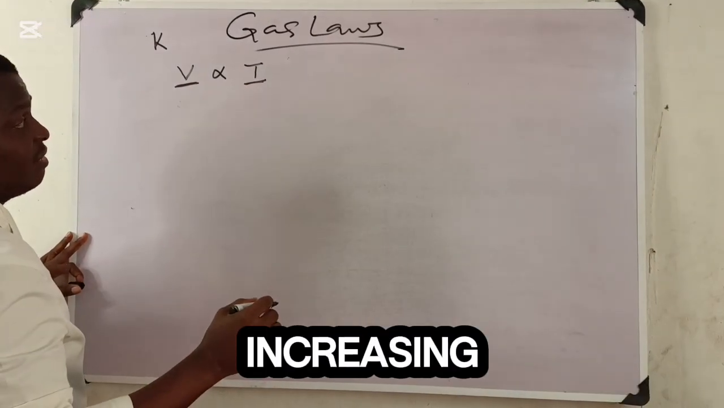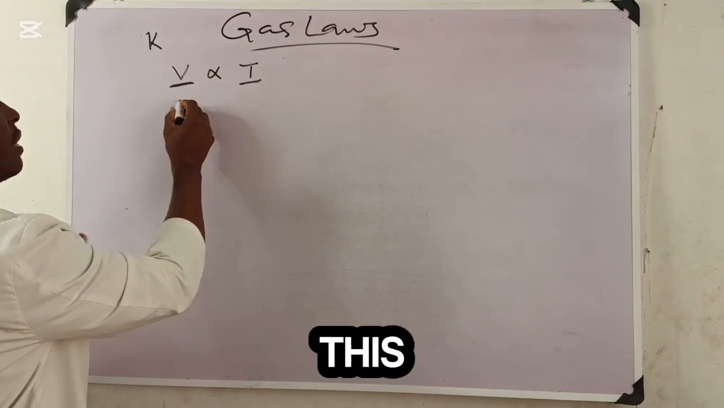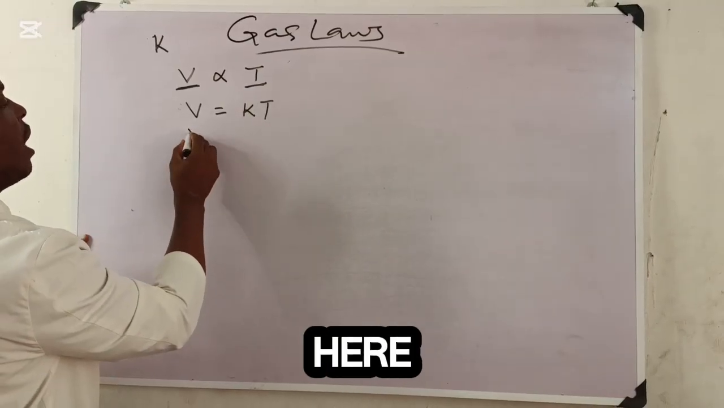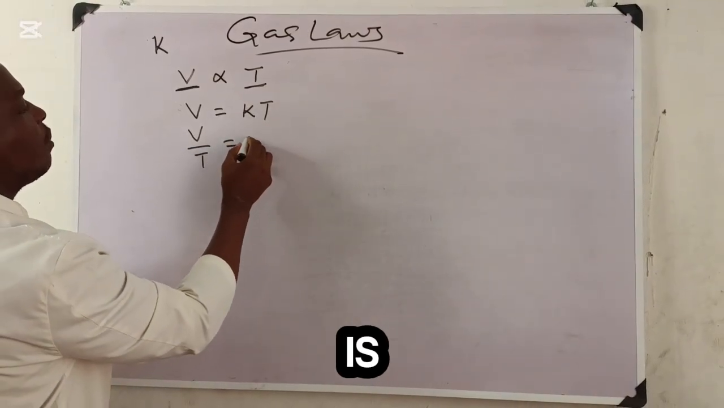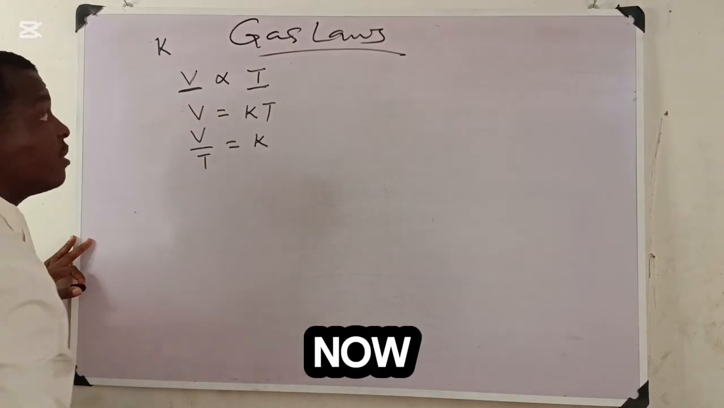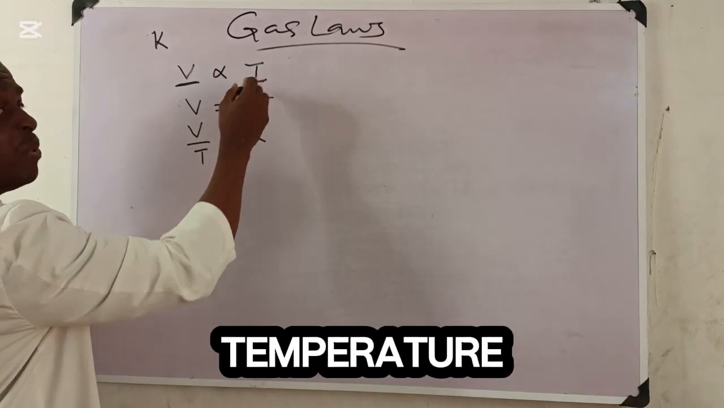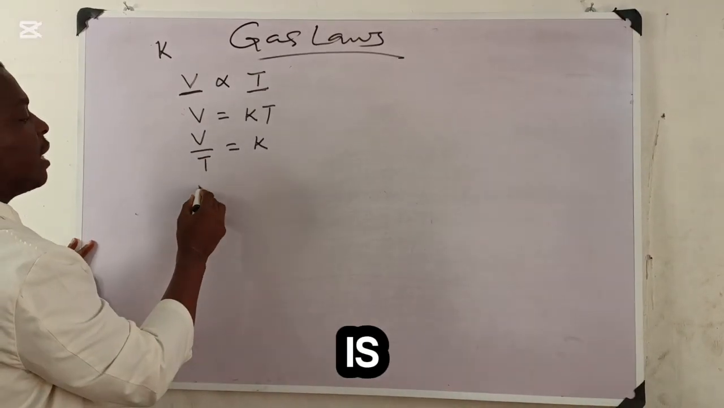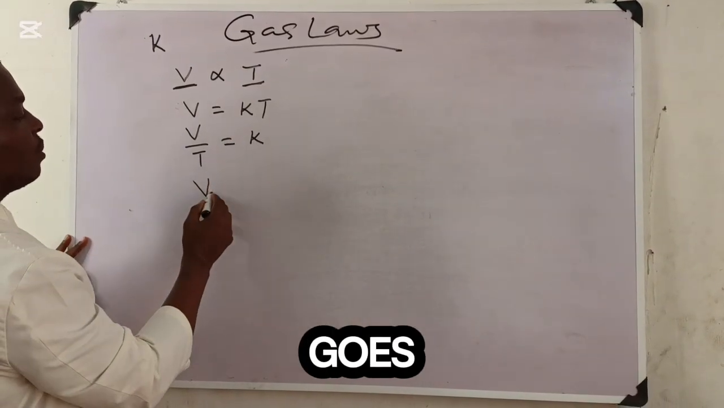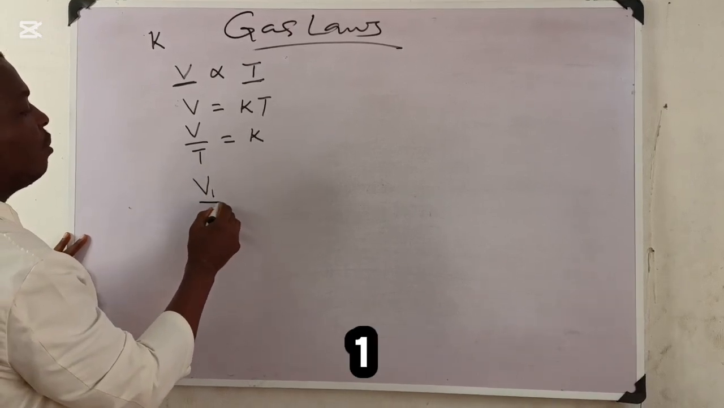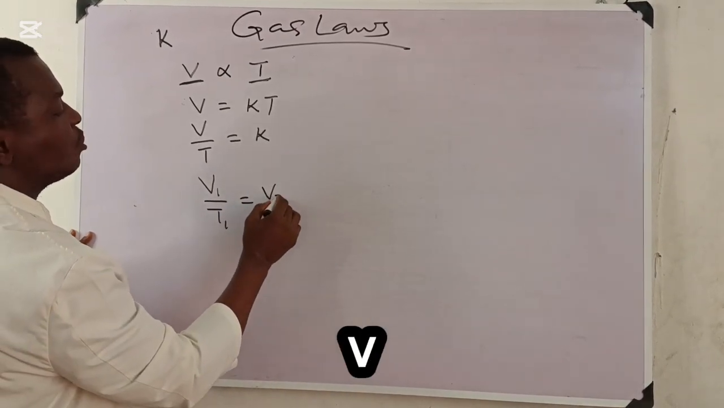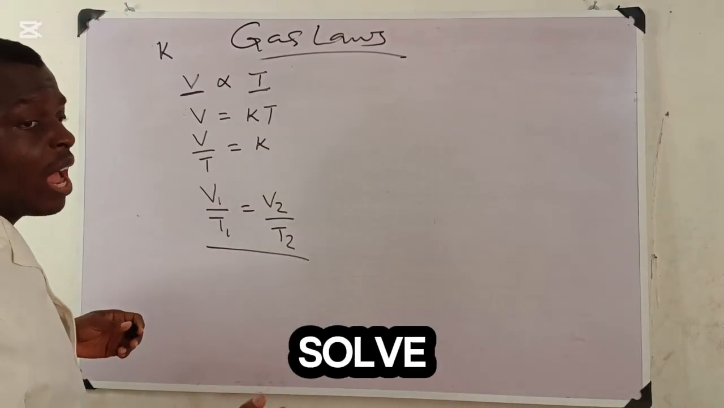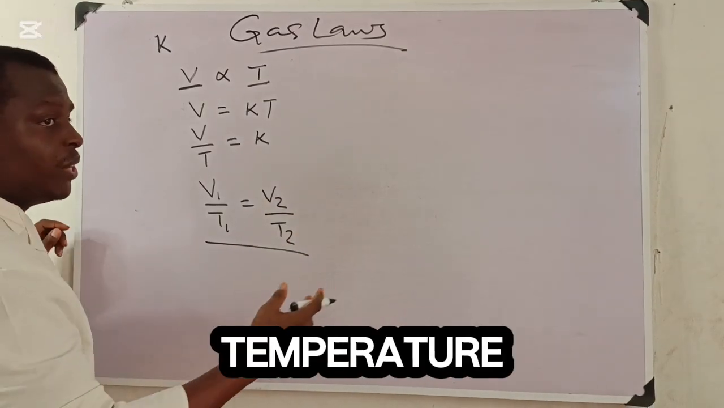So if volume is directly proportional to temperature, what it means is that as volume is increasing, temperature will be increasing. Now, mathematically, if we break this down, V is equal to KT. And if we solve for K here, we will get V over T is equal to K. Since if volume is increasing, temperature will be increasing, we extend this to V1 over T1 is equal to V2 over T2. With this expression, we can solve and see how volume increases and temperature increases.